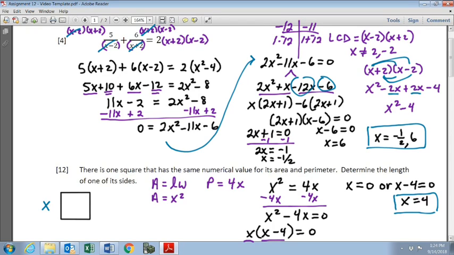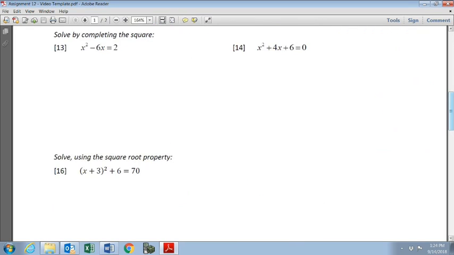Now keep in mind, x equals 0 is a solution to this equation. But we're not going to have a square with a side of 0. So 4 is our only answer here. They didn't tell us units. It's 4 whatever. Could be 4 feet, 4 inches, depends on the problem. All right, let's move on.